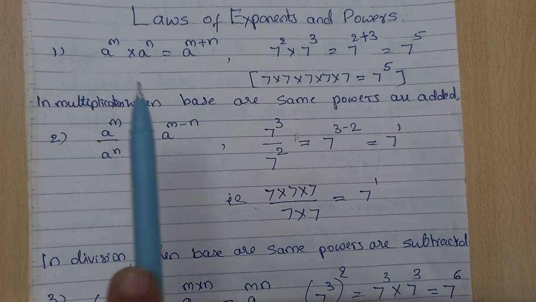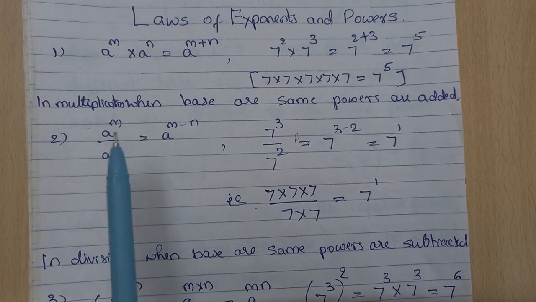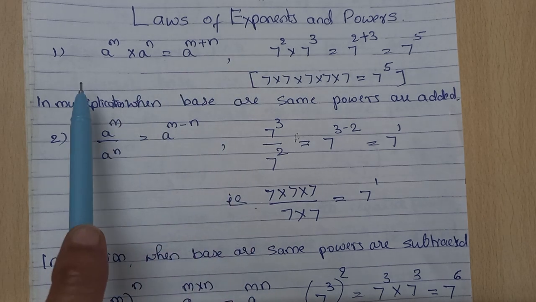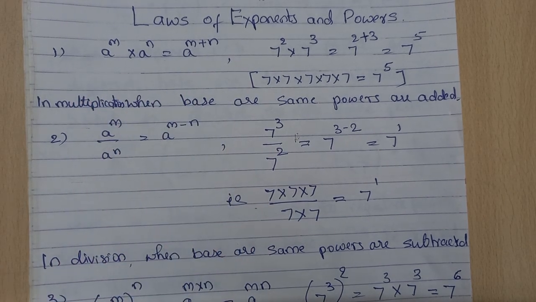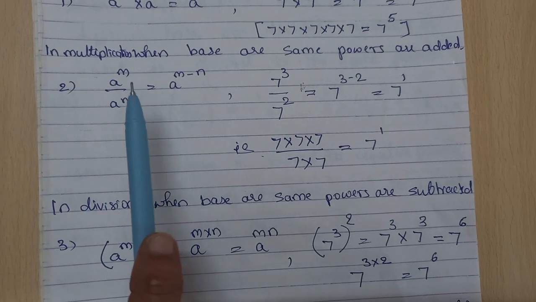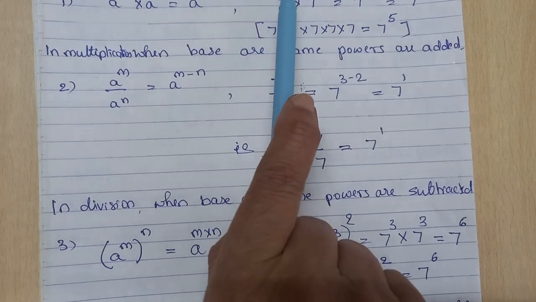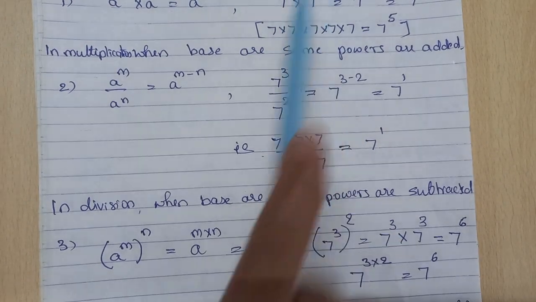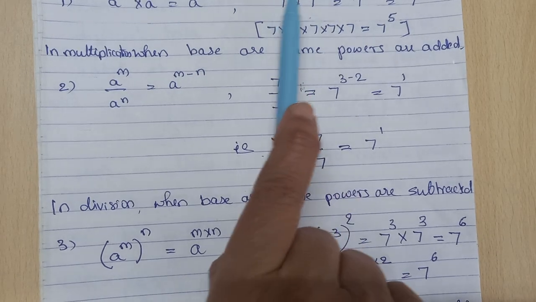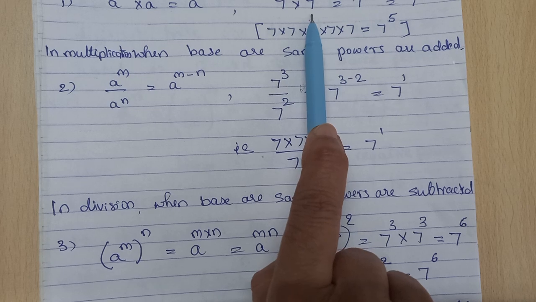When two numbers in exponential forms are multiplied, then the powers are added because the bases are same. In multiplication of exponents, when bases are same, powers are added. That is 7 square, for example, into 7 raised to 3. Here 7 and 7, the numbers are same, but the power of 7 square is 2 and 7 raised to 3 is 3.